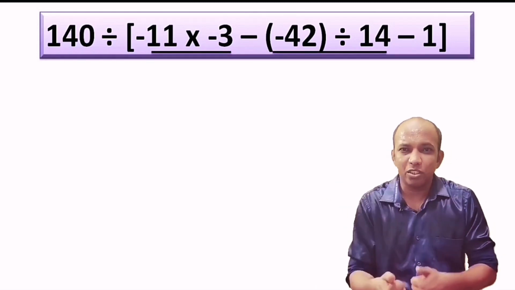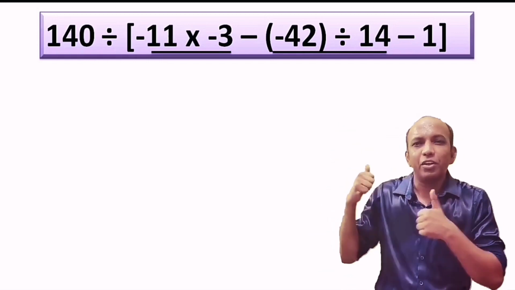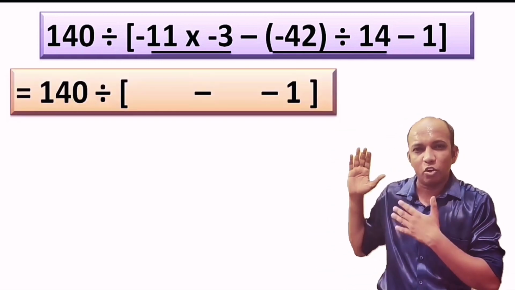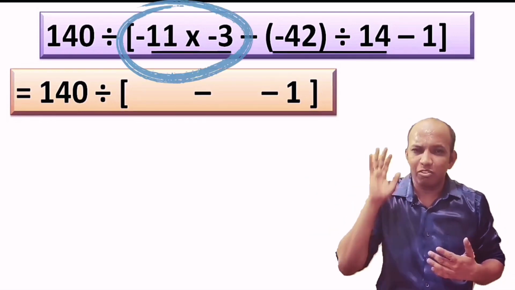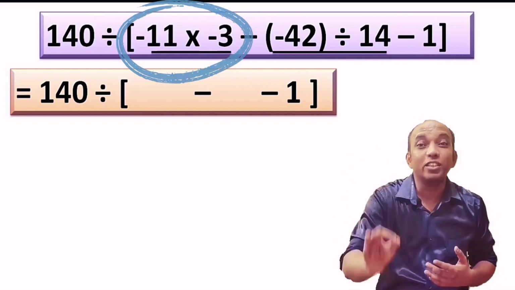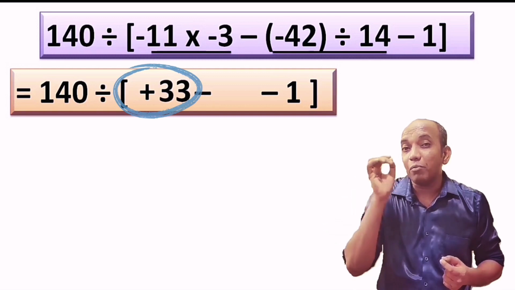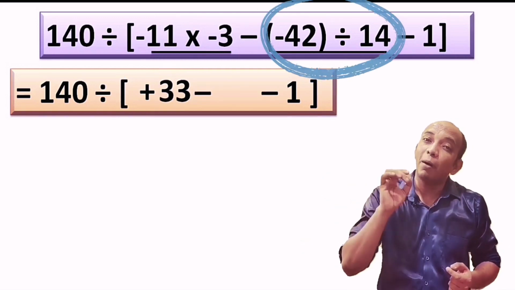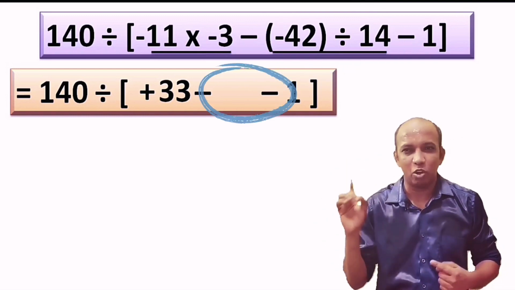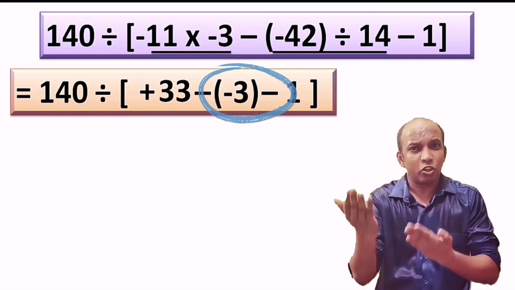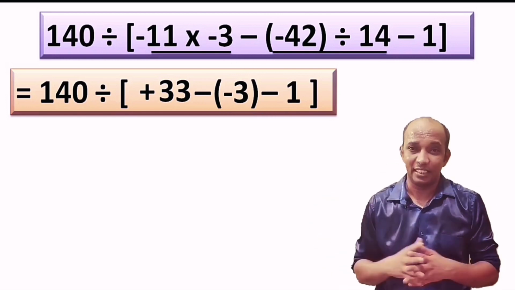So the moment you know which operations are to be carried out, the rest of the sum you have to copy down as it is first. Okay, so after copying the rest of the sum, now negative 11 into negative 3, what is the answer of it? Positive 33. Yes. And then the moment you divide negative 42 by 14, what is the answer? Of course it is negative 3, because we know in 14's table, 14 threes is 42. And the way I told you, the remaining sum is as it is.